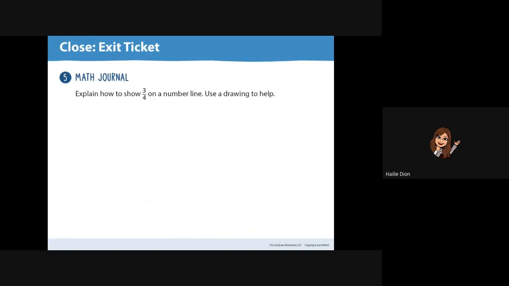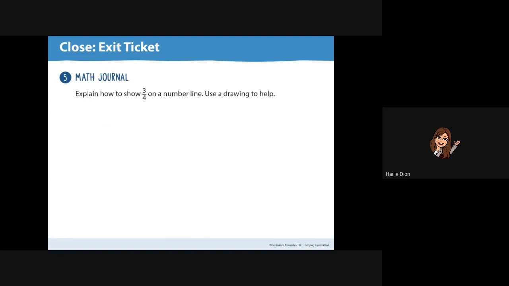So, explain how to show 3/4 on a number line and use a drawing to help. So now you need to make a number line from 0 to 1, because you don't need to go over 1 for this one. And you need to label 3/4. So look at your denominator. That's step 1. The denominator is 4. So that means you need 4 equal groups to work this number line. And then from there, you're going to make sure you have 4 equal parts. Then you can either label all of the parts, or you can just label 3/4, whatever works best for you and makes the most sense to you.